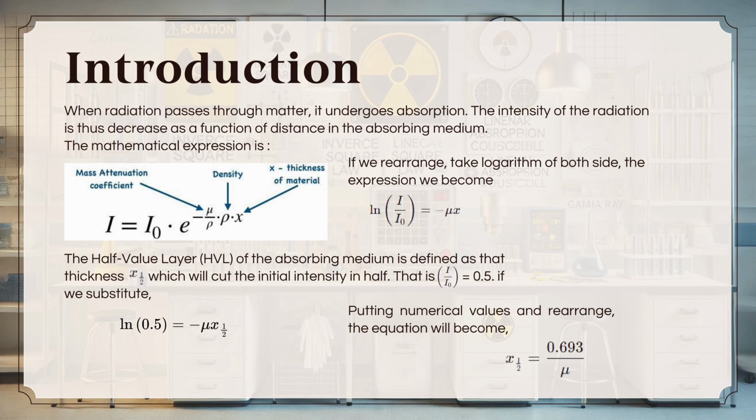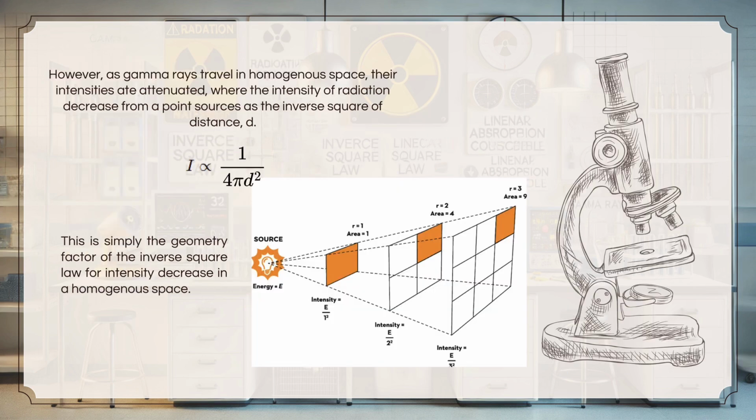The half-value layer, HVL, is the thickness required to reduce the intensity by half. It can be calculated using the formula x half equals 0.693 over mu. This helps us to understand the shielding effectiveness of different materials. However, as gamma rays travel in homogeneous space, their intensities are attenuated, where the intensity of radiation decreases from a point source as the inverse square of distance d. The formula is intensity is proportional to 1 over 4 pi d squared.